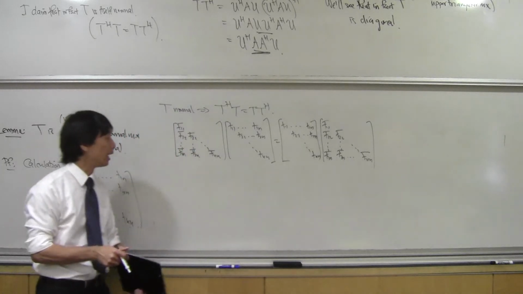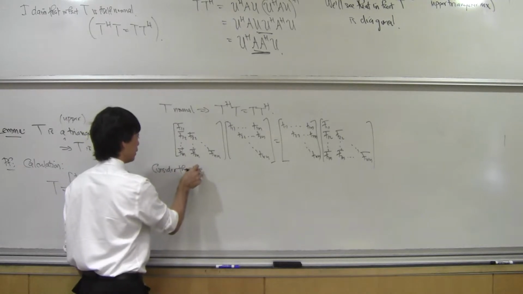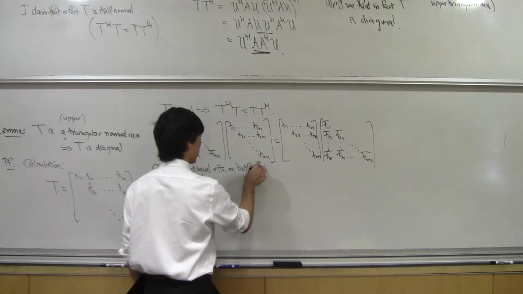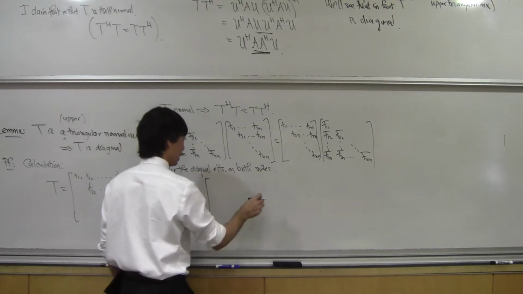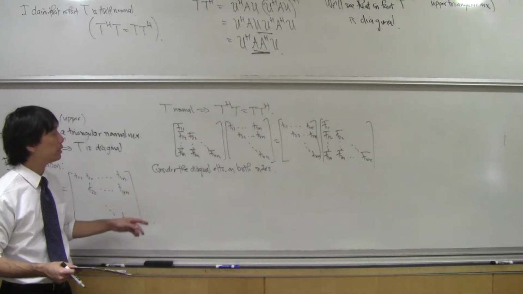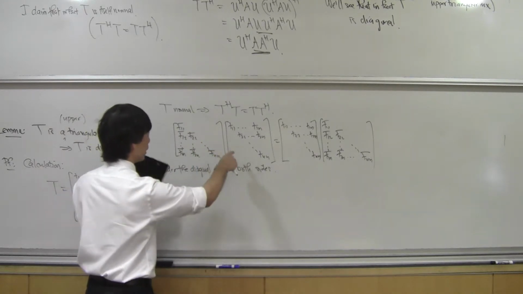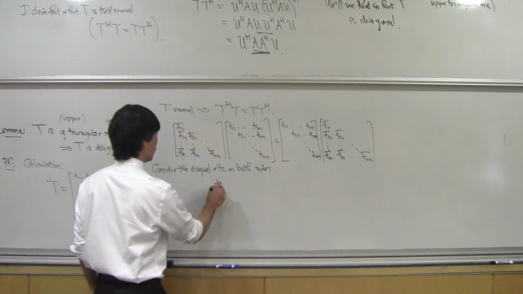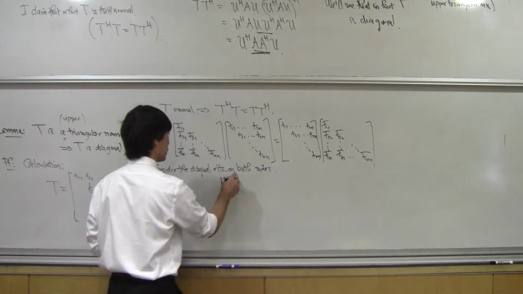Okay, so now consider the diagonal elements on both sides. If we look at the diagonal elements, what is the diagonal? So here's a product. What is the 1-1 term? T11 conjugate times T11. In other words, T11 modulus squared.